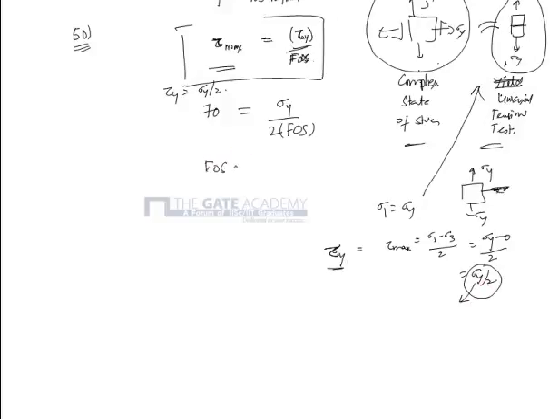So now FOS in this case will be sigma y by 2 into 70. Sigma y given is 435, so 435 by 140, which comes to be 3.10. Answer is B.